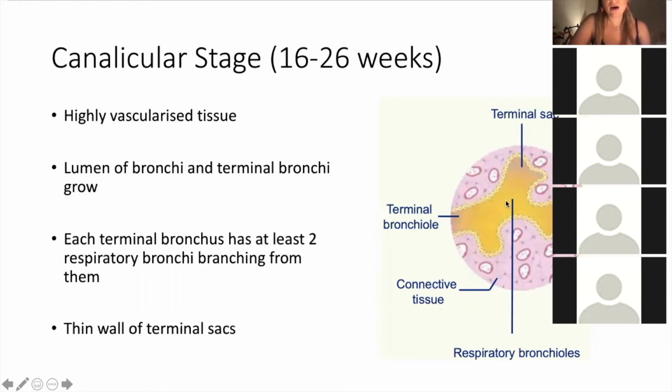So we've had quite a development at this point. The tissue has become very vascularized. The lumen of the bronchi and the terminal bronchi have grown in size. Each terminal bronchus, so if you remember, that's the very last stage before the respiratory bronchi, now has at least 2 respiratory bronchi branching from it. And we have a thin wall within these terminal sacs of the alveoli now. And that's really important to allow an interaction to commence now between the surrounding connective tissue.